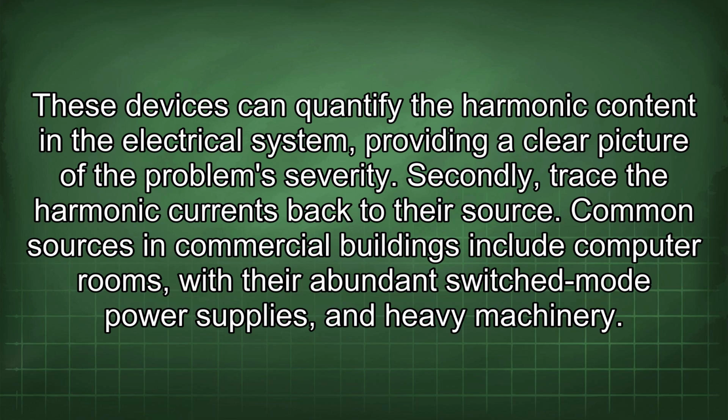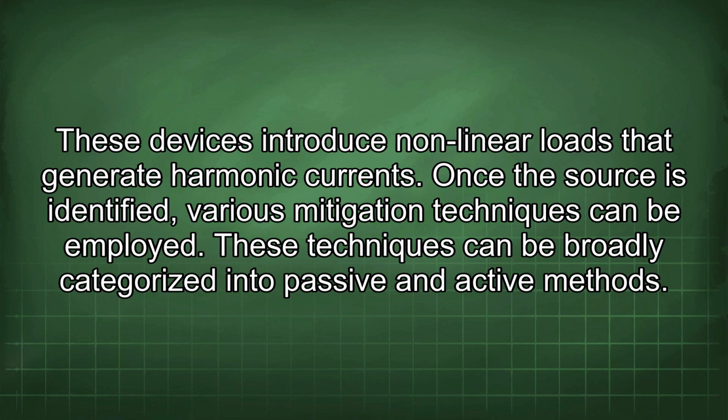Secondly, trace the harmonic currents back to their source. Common sources in commercial buildings include computer rooms, with their abundant switch-mode power supplies, and heavy machinery. These devices introduce nonlinear loads that generate harmonic currents. Once the source is identified, various mitigation techniques can be employed. These techniques can be broadly categorized into passive and active methods.